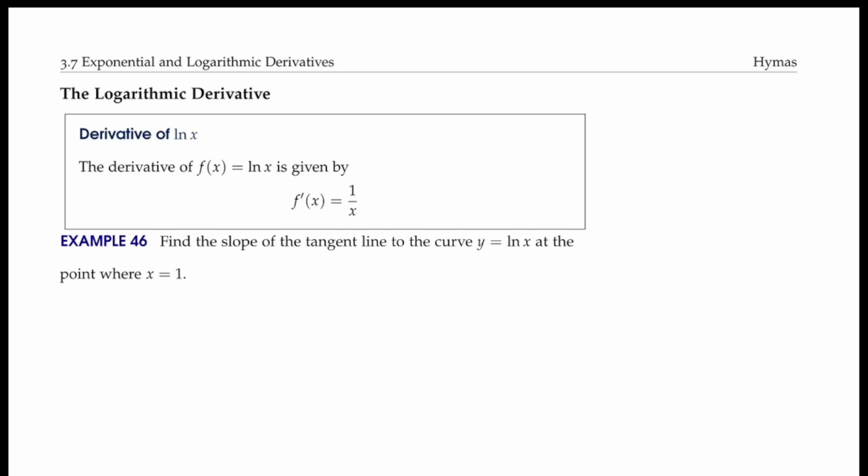Hello class, we're going to do one more video. I'm going to introduce the logarithmic derivative. We'll leave the more complicated examples and things we can do with this for a little bit later. We'll do that next week. So let's just start with this derivative rule.